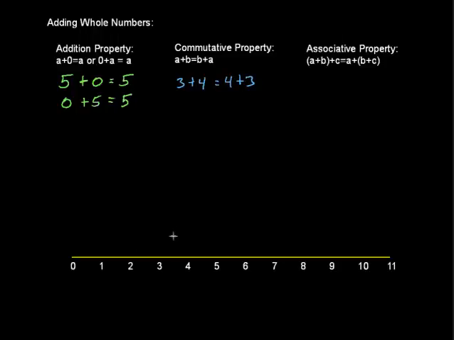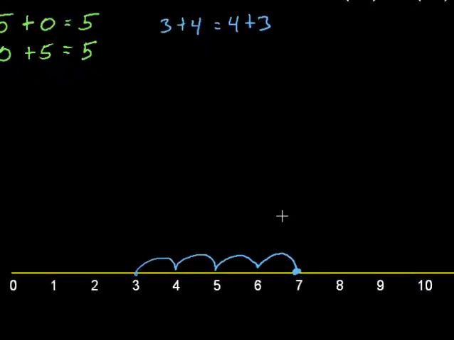So if we go down to our number line, if we started at 3 and we're going to add 4 to it, 1, 2, 3, 4, we end up at 7. So this side equals 7. And if we start at 4 and we add 3 to it, 1, 2, 3, again, we end at 7. So that proves that no matter which order you add two numbers together, they'll still equal the same. So 7 equals 7, both sides are equal.